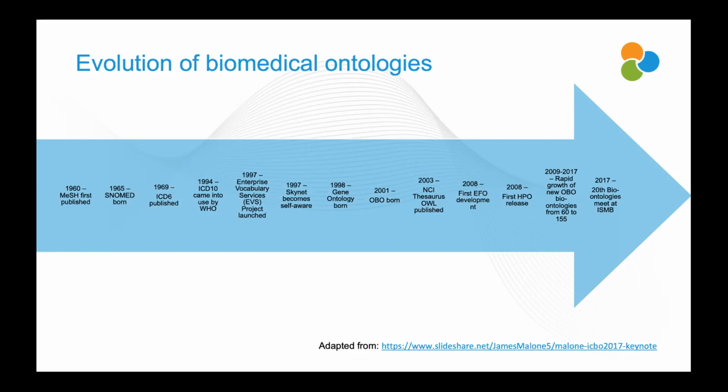The NCI Thesaurus ontology version was published in 2003, and then the first Experimental Factor Ontology came around in 2008, as did the Human Phenotype Ontology. And then between 2009 and 2017, there was a big growth in new OBO ontologies. It went up from 60 to 155. So there's loads out there, and that's growing all the time. That was back in 2017. And the field itself now, the bio-ontologies field, is about 20 years old. So it's a fairly established scientific field in itself.